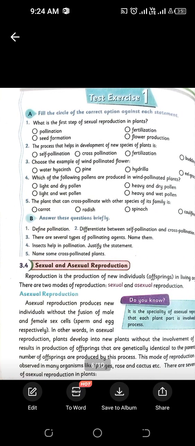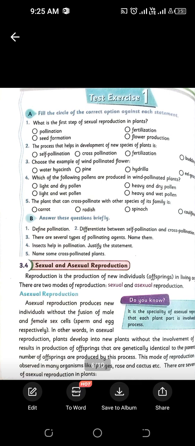Then we discuss the terminologies regarding sexual and asexual reproduction. First of all, what is reproduction? Reproduction is a process through which we get new offspring. There are two types of reproduction: sexual reproduction and asexual reproduction.